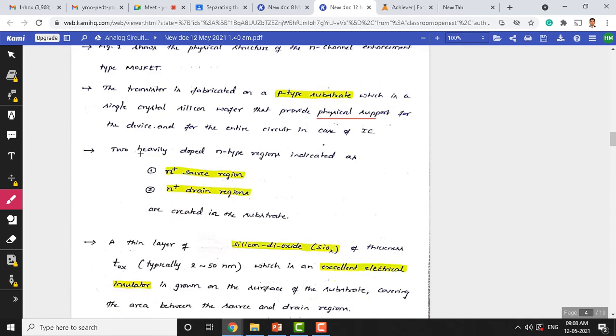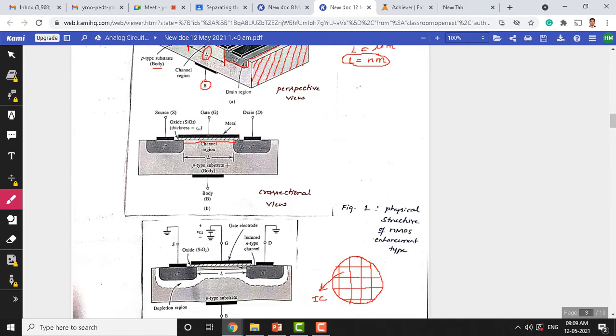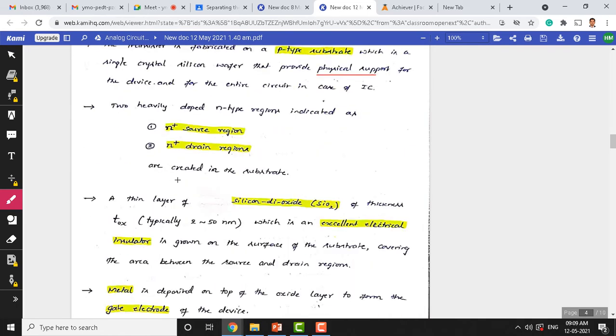Now the third important thing is two heavily doped n-type regions, indicated as the n plus source region and n plus drain region, which are created in the substrate, as we have shown here. These are heavily doped because they are rich in charge carriers. They are deposited on top of this substrate. Let me show here. On top of this p-type substrate, we see two n plus regions. That's what this point shows.